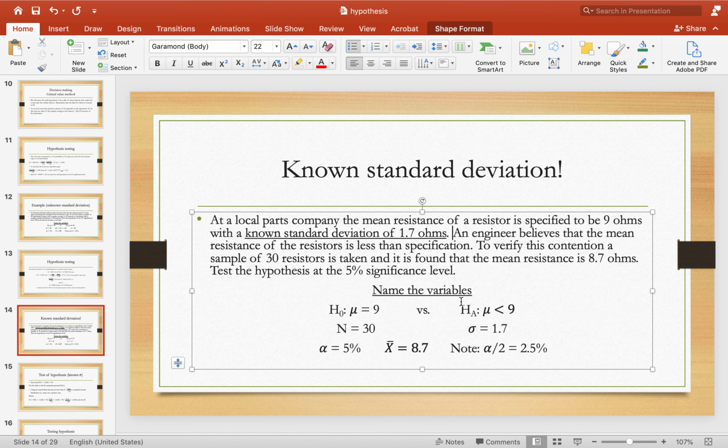So we just name the variables. I state the null, I state the alternative. Industry standard is that it's 9. Engineer believes it's less. Sample size of 30. Standard deviation, I use this symbol. Instead of S, I use population standard deviation of 1.7. Now alpha is 5%. I have the observed sample average. And I do not need alpha over 2 here, because this is a one-sided test.